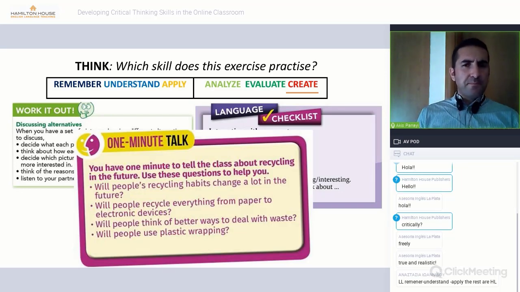And then we give them the guidelines in the green box that you can see behind where it says work it out. They give them guidelines to discuss alternatives. In the other box on your right-hand side where it says language checklist, we give them the language. You can't see that clearly because it's blocked, but it's where we give them the language they can use to discuss alternatives. And the final task for them would be to create something of their own.